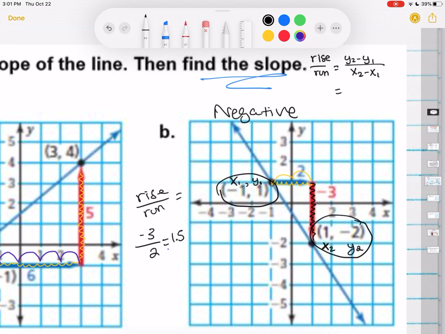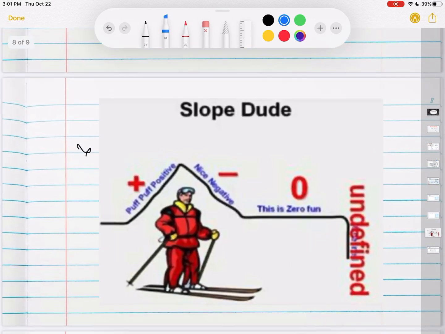So y2 is right here, -2. So -2 minus y1, which is, let's see, right? Oh! Sorry, guys.